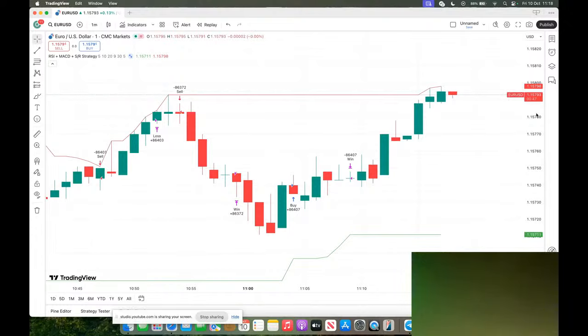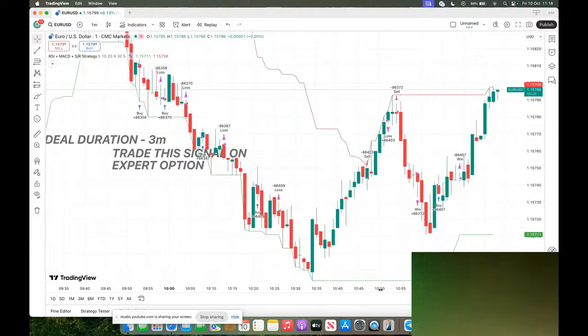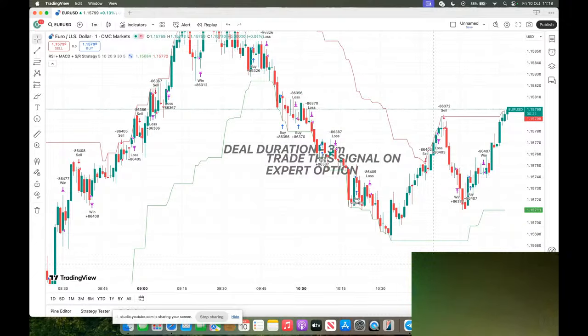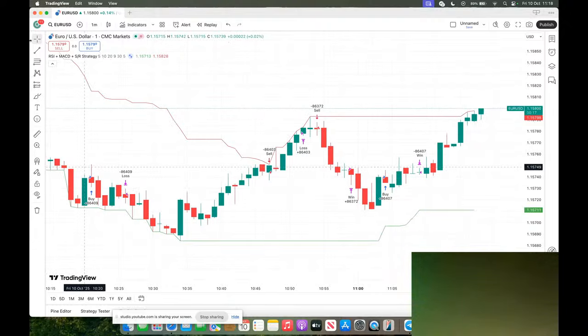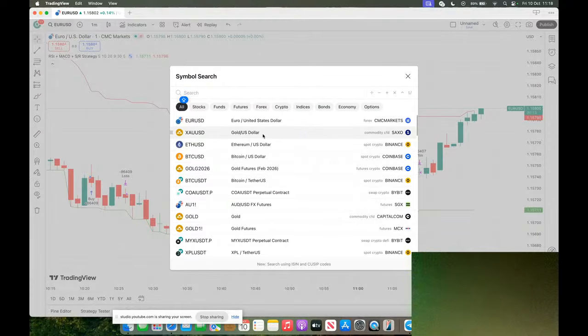Let's see. Or should we stick to our gold? This looks good. That's why I want to try it. Okay, just broke out. No, it will not give. It will not sell. I just saw it. It will not sell.